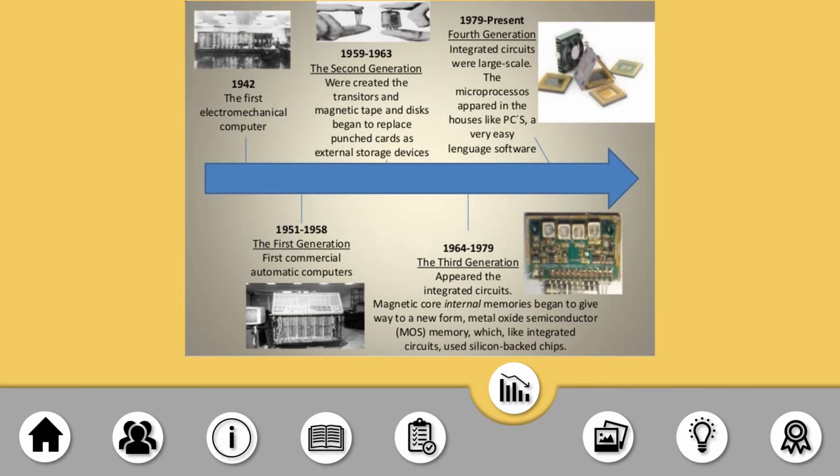So these are the different computers from first to fourth generation. So for the first generation, we have the first electromechanical computer here. It's in the year 1942. It's so big, as you can see. Then 1951 to 1958. So we have the first commercial automatic computers, meaning this was already being sold for public use. So ganyan pa rin kalaki.